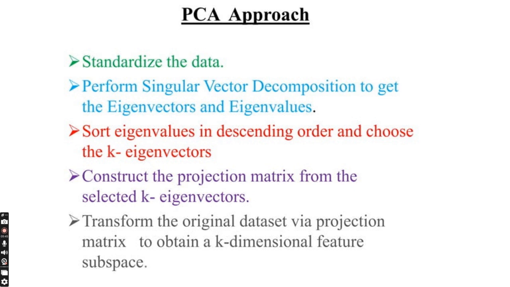Already you know the eigenvector procedure. Transform the original dataset via the projection matrix to obtain a k-dimensional feature subspace. So from one dimension to another dimension with the help of k eigenvectors.